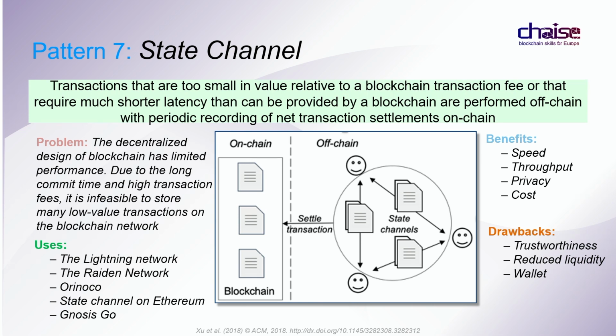Problem: the decentralized design of blockchain has limited performance. Transactions can take several minutes or even 1 hour to be committed on the blockchain. Due to the long commit time and the high transaction fees on a public blockchain, it is often infeasible to store many low-value transactions on the blockchain network.